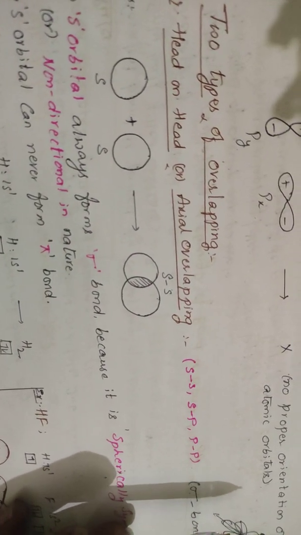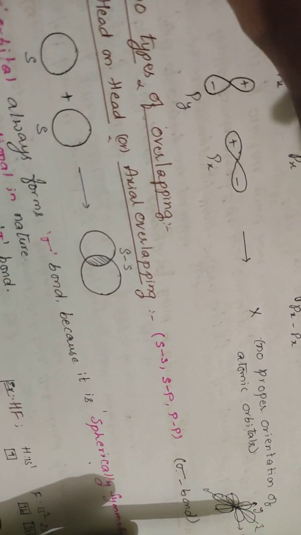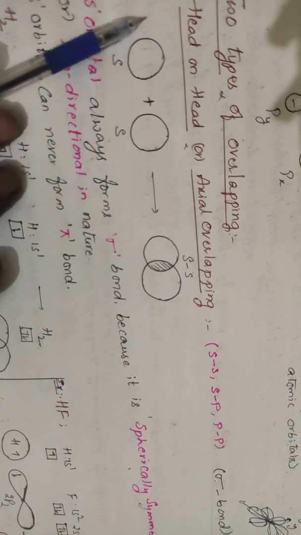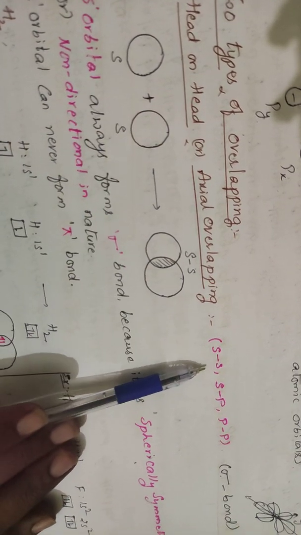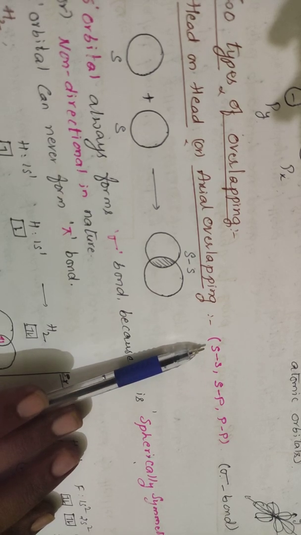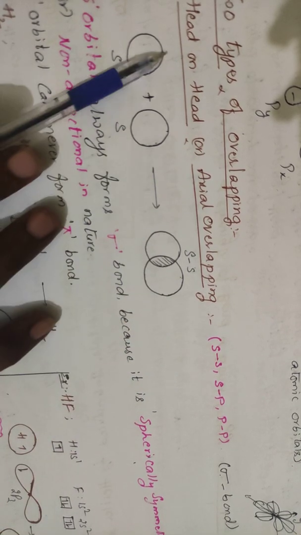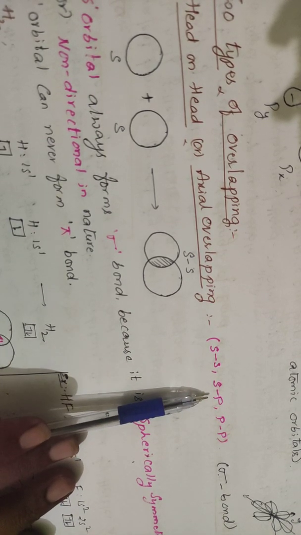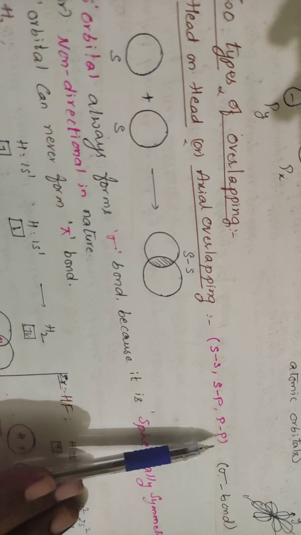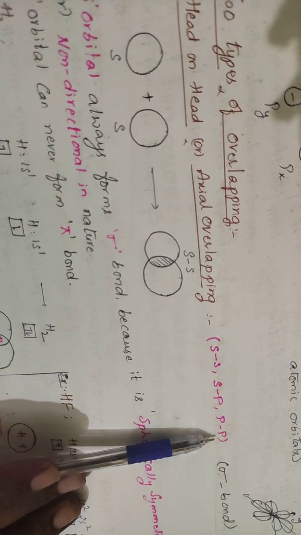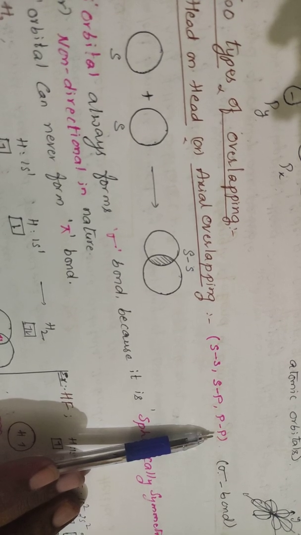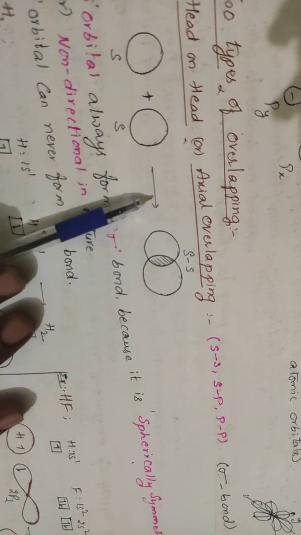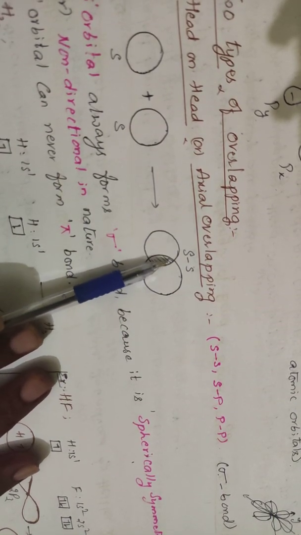So, the two types of overlappings: the first one is head-on-head overlapping, also called axial overlapping. We can find this in these types of orbitals. One s orbital combines with another s orbital, forming head-on-head overlapping. In the same way, one s orbital combines with a p orbital, forming sp overlapping, which is head-on-head. One p orbital combines with another p orbital, resulting in head-on-head or axial overlapping. So for ss, we are seeing an s orbital, and this is also an s orbital. These two are combining like this. Okay, here there is a formation of the bond.